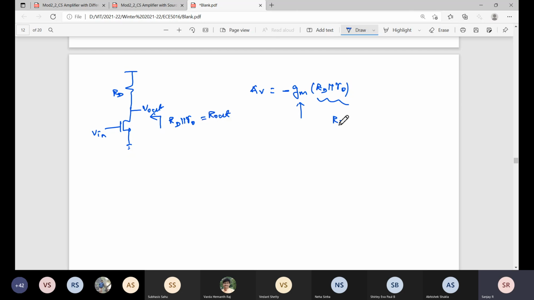What is the transconductance? It is the transconductance of the transistor, but I can say it is a circuit transconductance, or amplifier transconductance. It is the same as the internal input transistor transconductance.